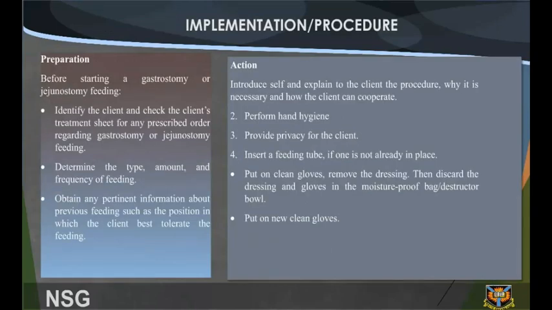Implementation and procedure. Preparation. Before starting a gastrostomy or jejunostomy feeding, identify the client and check the client's treatment sheet for any prescribed order regarding gastrostomy or jejunostomy feeding. Determine the type, amount, and frequency of feeding. Obtain any pertinent information about previous feeding, such as the position in which the client best tolerates the feeding. Action. Introduce self and explain to the client the procedure, why it is necessary and how the client can cooperate.